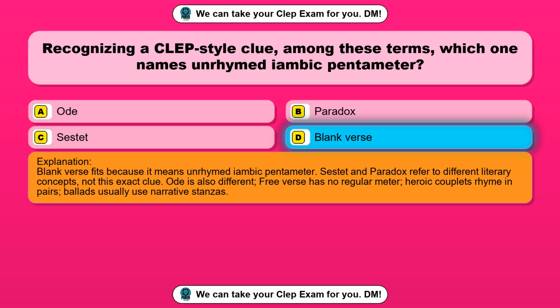Sestet and paradox refer to different literary concepts, not this exact clue. Ode is also different. Free verse has no regular meter. Heroic couplets rhyme in pairs. Ballads usually use narrative stanzas.